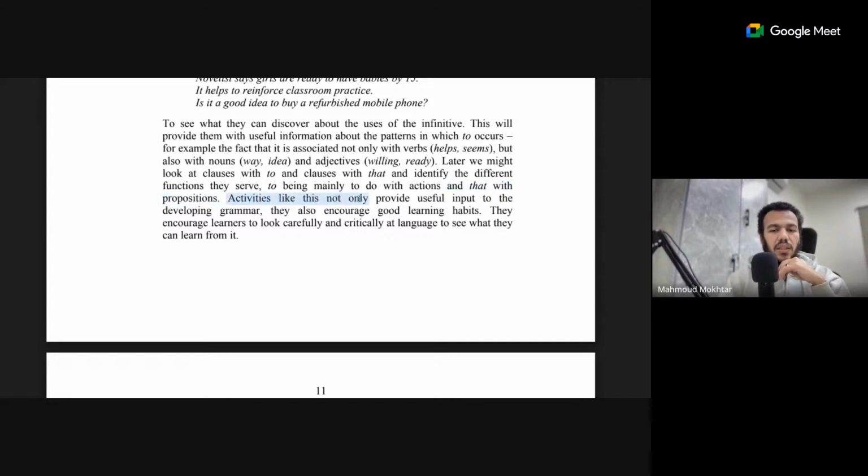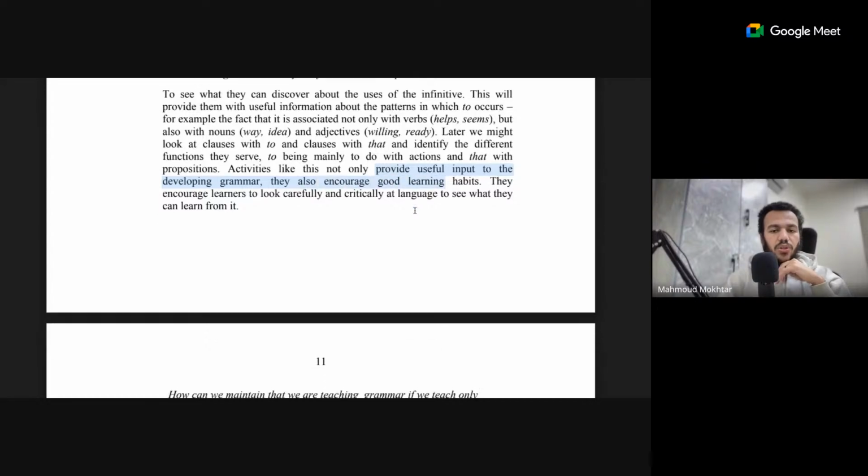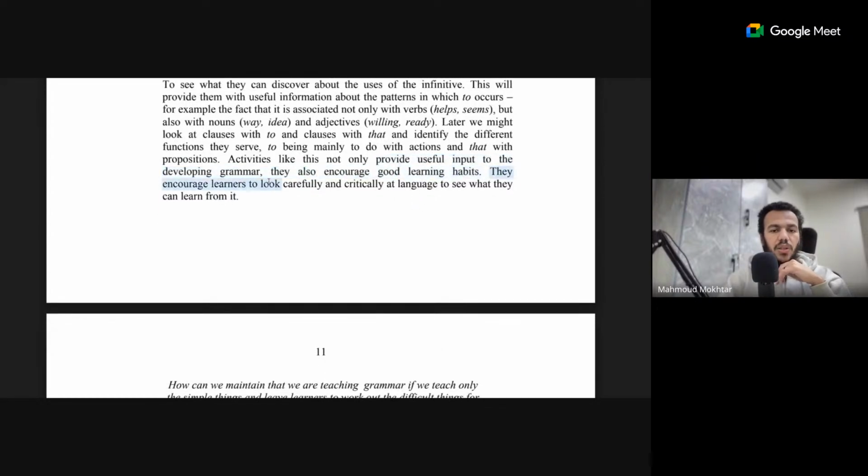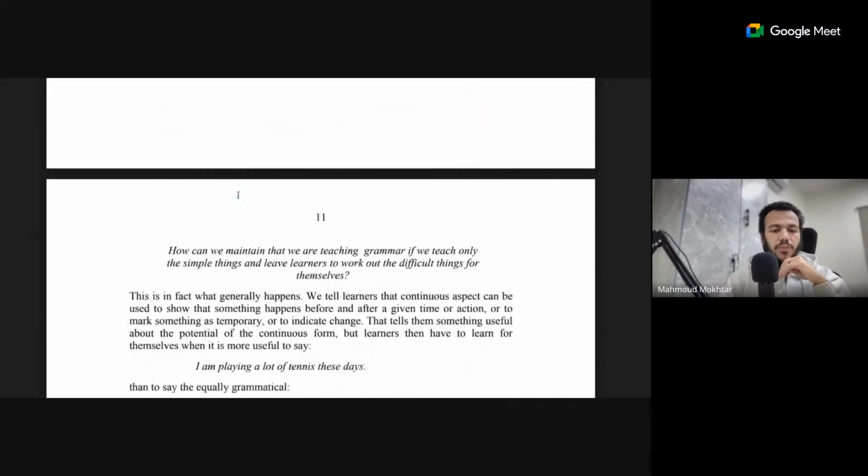Activities like this not only provide useful input to developing grammar, they also encourage good learning habits. They encourage learners to look carefully and critically at language to see what they can learn from it.